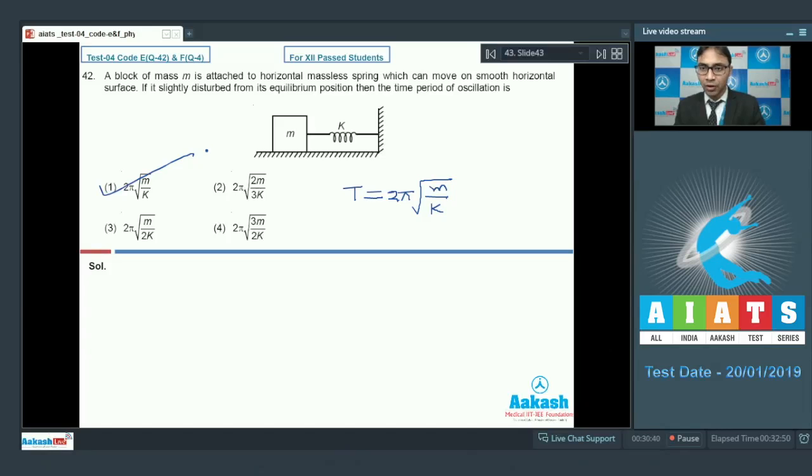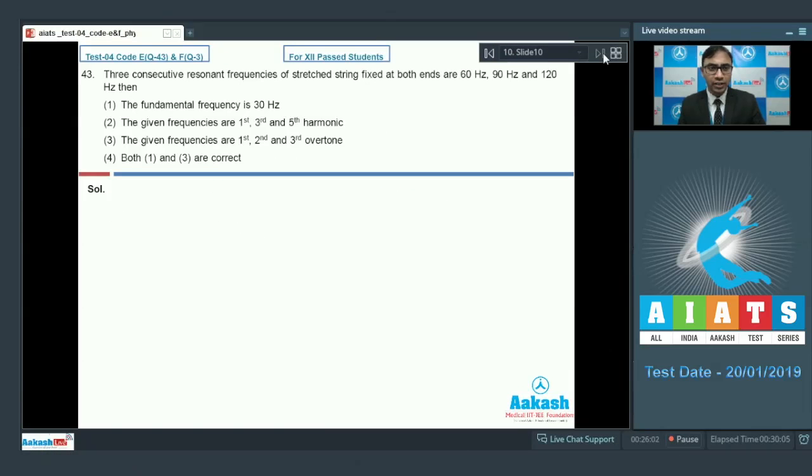Now let's move to question number 43. It says that 3 consecutive resonant frequencies of a stretched string fixed at both ends are 60, 90 and 120 Hz. Then we know that the difference between 2 consecutive resonant frequencies will always be equal to V by 2L. And since it is a stretched string, V by 2L is also our fundamental frequency.